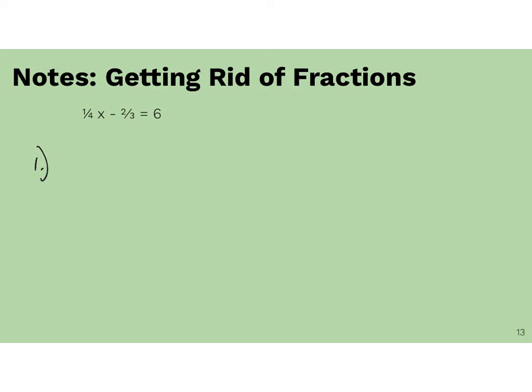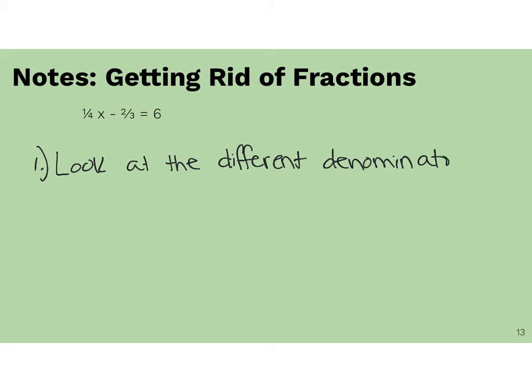Step 1, you're going to look at the different denominators. What do I mean by that? Well, 4 is different from 3, okay? So I'm looking at 4 and 3. If I had 1/3 x minus 2/3, well, I would just be looking at 3 because those are both the same number, okay?